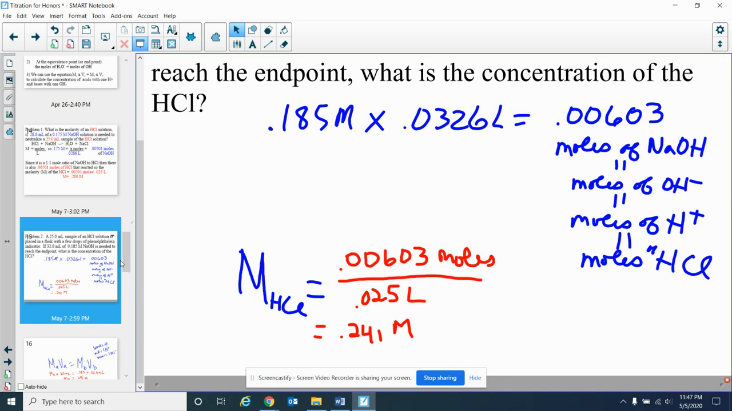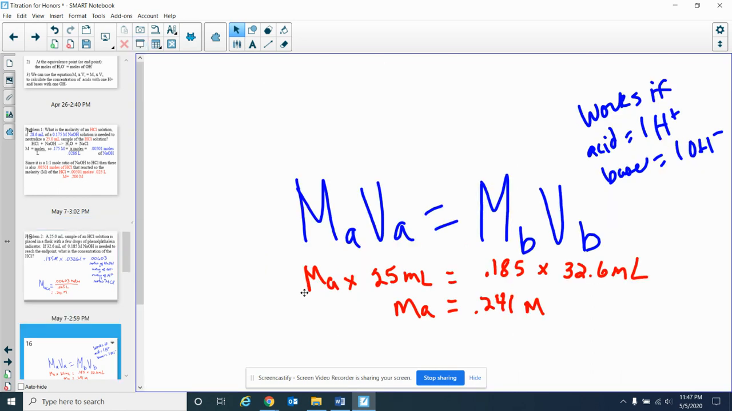Okay. And so then lastly, this shortcut equation works as long as the acid is like HCl, HNO3, HBr, if the acid only has one H in it, and if the base only has one OH in it. So if it's like NaOH, KOH, any of the alkali metals with OH. If that's true, then we can use the shortcut, MAVA equals MBVB.